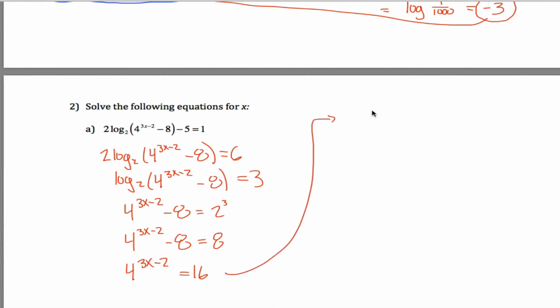So if I take the log base 4 of both sides of the equation, I get 3x minus 2 is equal to the log base 4 of 16. So 3x minus 2 is equal to 2, because the log base 4 of 16 is asking you what power do you have to raise 4 to make it a 16. And to solve this equation, you add 2 to both sides and then divide by 3.